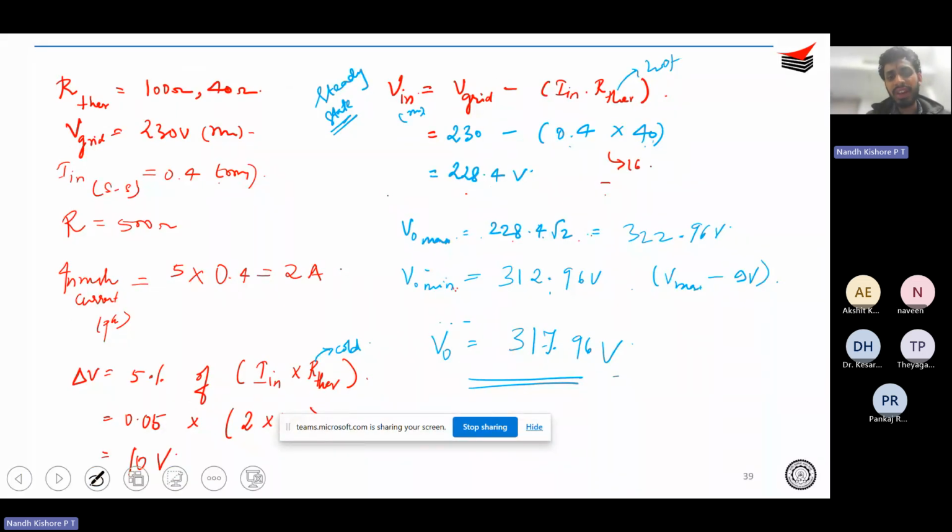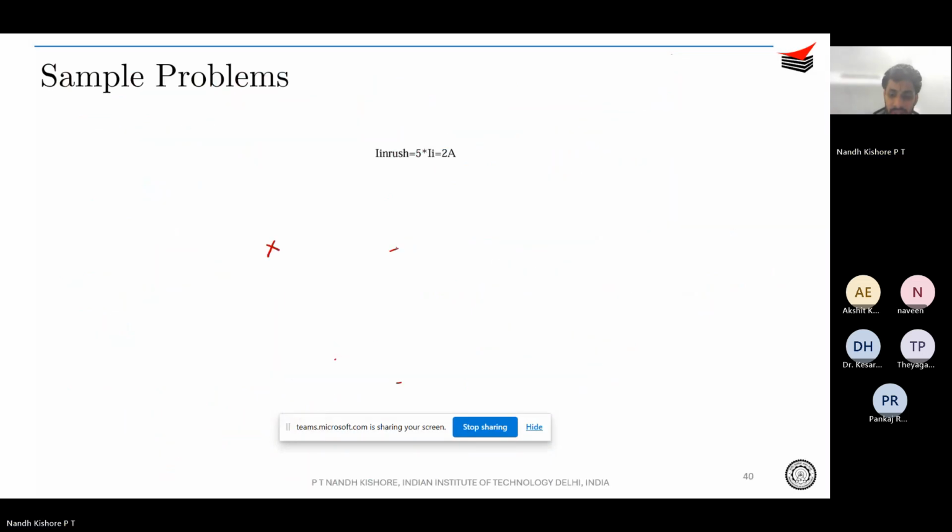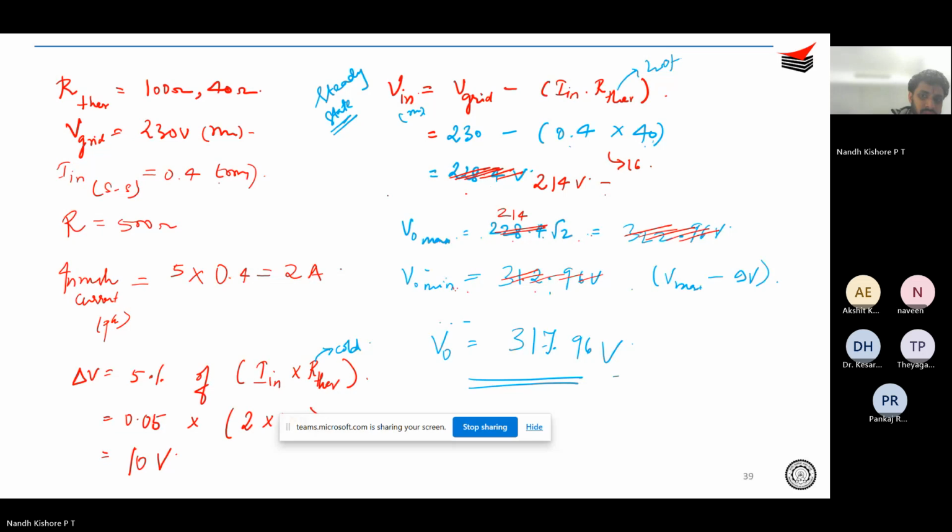There is a calculation mistake over here, because 0.4 into 40 is actually 16. I considered that as 1.6. So 230 minus 16 is 214 volts. So this will be 214 root 2, which is 302.64 volts.